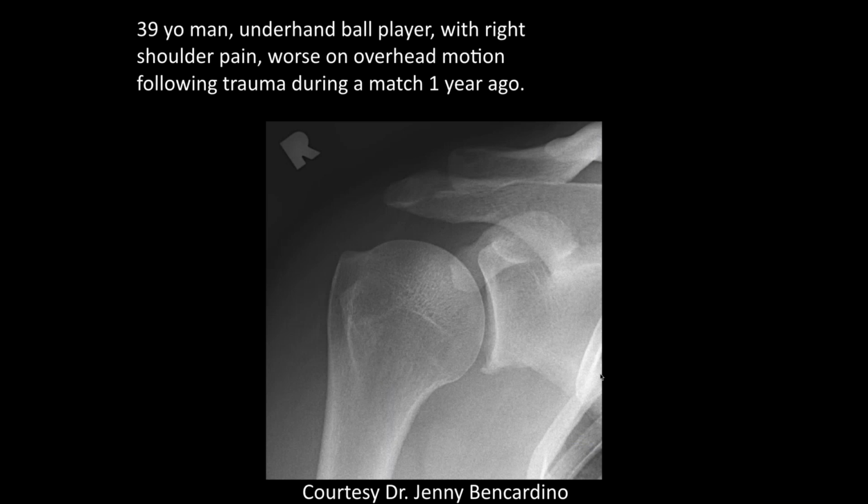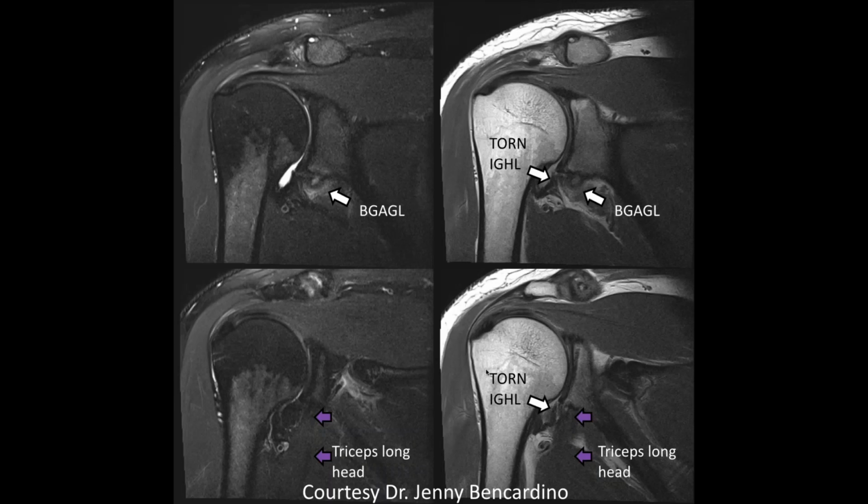Okay, 39-year-old man, underhand ball player, right shoulder pain, worsened by overhead motion following trauma during a match. So I see some irregularity of the inferior glenoid right there, so I'm concerned. Okay, so you want an MR, right? Yep, sure. Okay, so there's some hypointensity along the inferior glenoid. I think the inferior glenohumeral ligament. There's some increased signal within that too. Maybe a chronic GAGL lesion with interval healing.